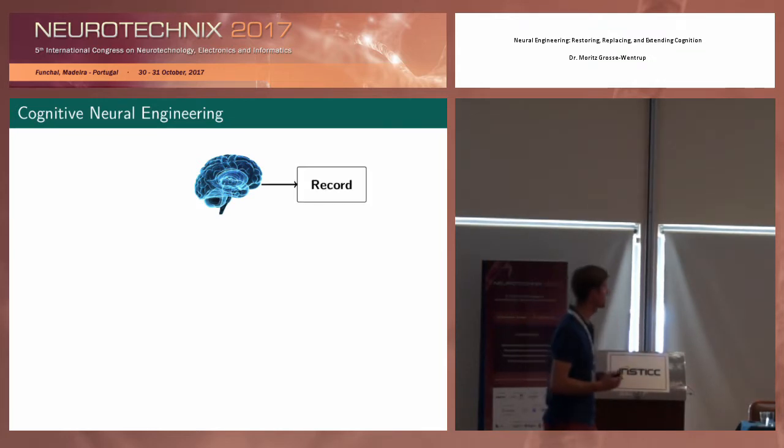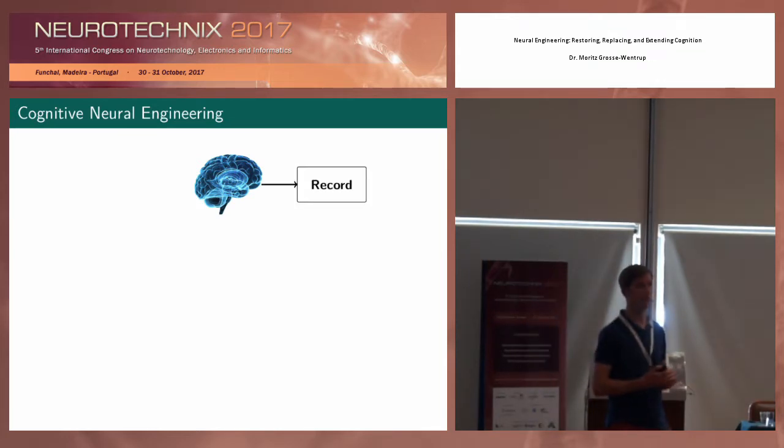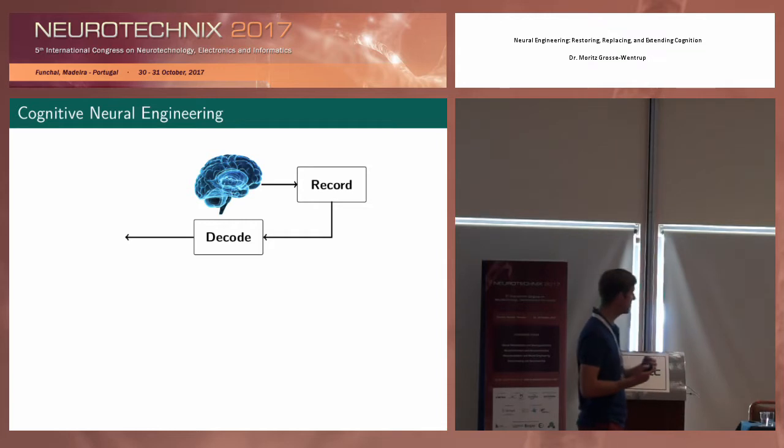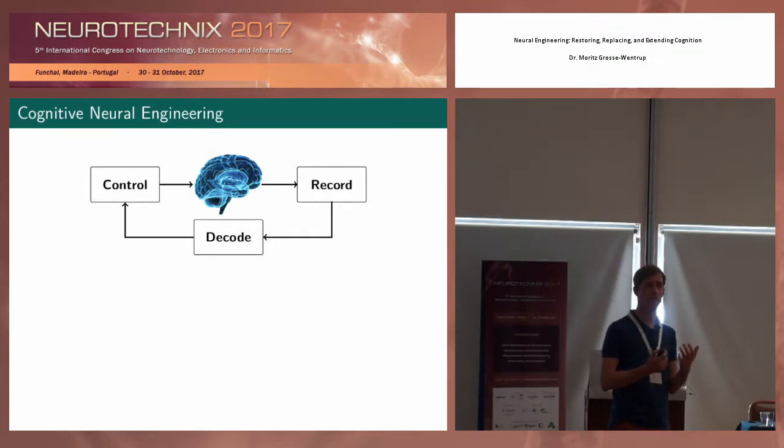Obviously, a brain. We need ways to record neural activity. We need ways to translate neural activity into cognitive states, and then to predict how we should change neural activity, and then we need actuators that control neural activity to achieve the desired cognitive effects.